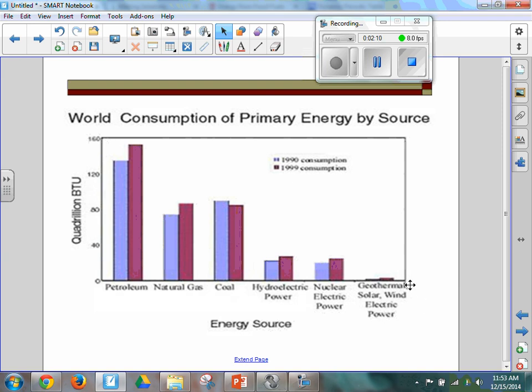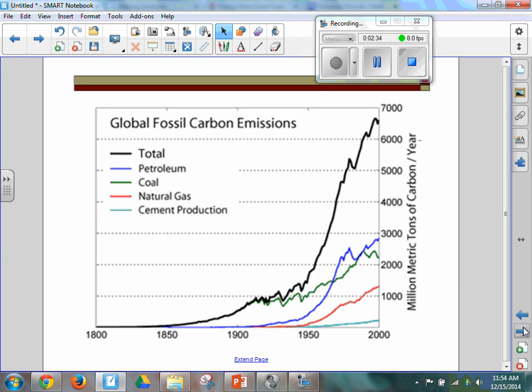Wind and electric power. These are the things that are considered quote-unquote clean energy. Nuclear electric power obviously has incredible waste issues, but for the most part, it does not produce carbon dioxide. These three things actually are carbon-based materials, which in the presence of oxygen will break down and form carbon dioxide.